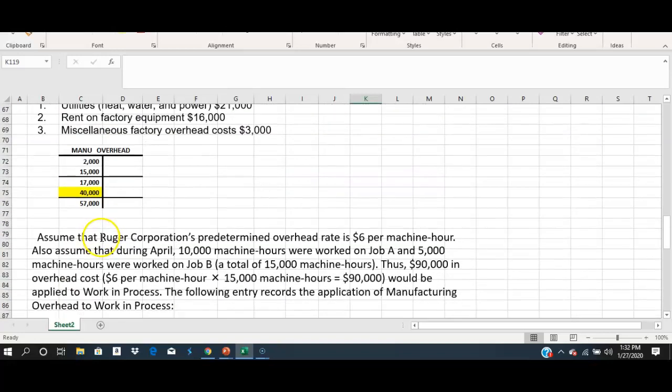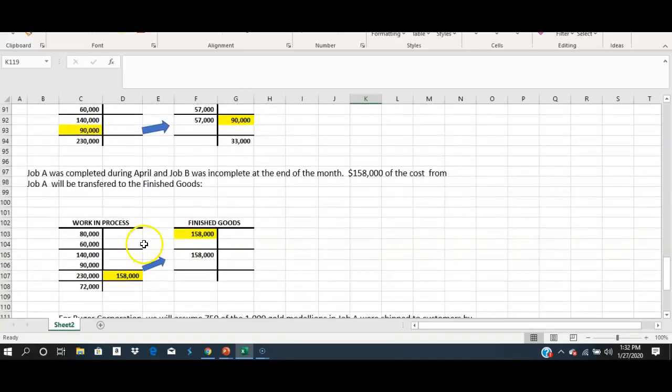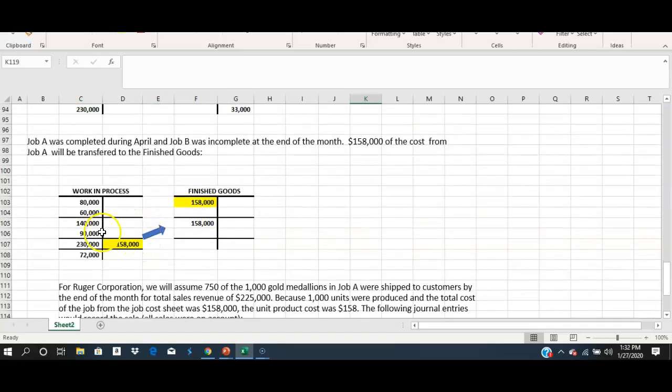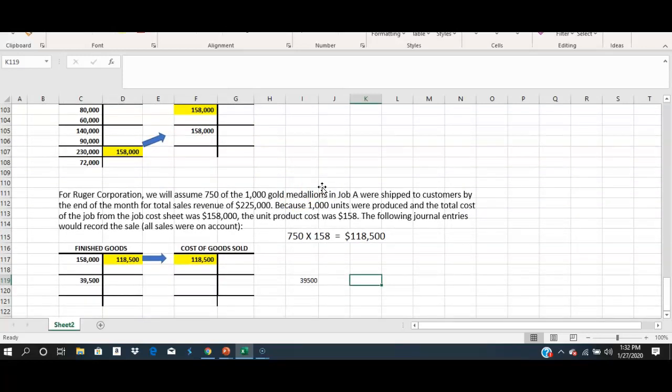So once we have determined the amount of overhead that's going to be applied, it's pretty much transferred from the overhead account over to work in process. Once the job has been completed, the cost goes from work in process over to finished goods. Once the product has been sold, the cost goes from finished goods over to your cost of goods sold account. Okay? And there you have an illustration of the cost flow system for a job order costing system.